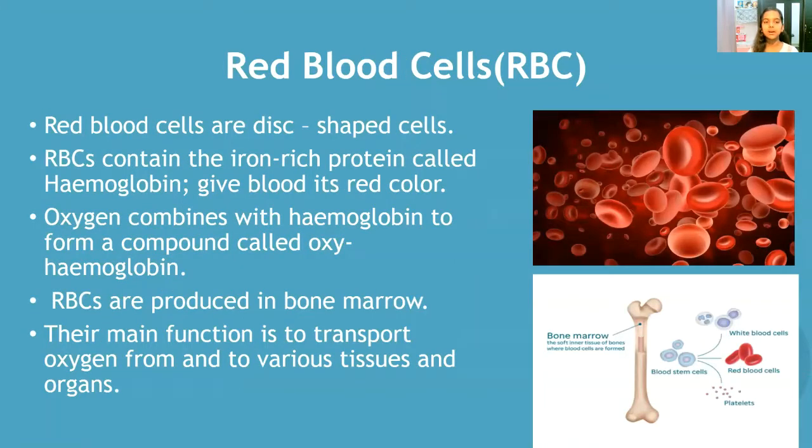The red blood cells, or the RBCs, are disc-shaped cells that are produced in the bone marrow and contain a protein called the hemoglobin, which gives them their red color. The hemoglobin combines with the oxygen to form a compound called the oxyhemoglobin. The main function of the RBC is to transport oxygen to and from various parts of the body.